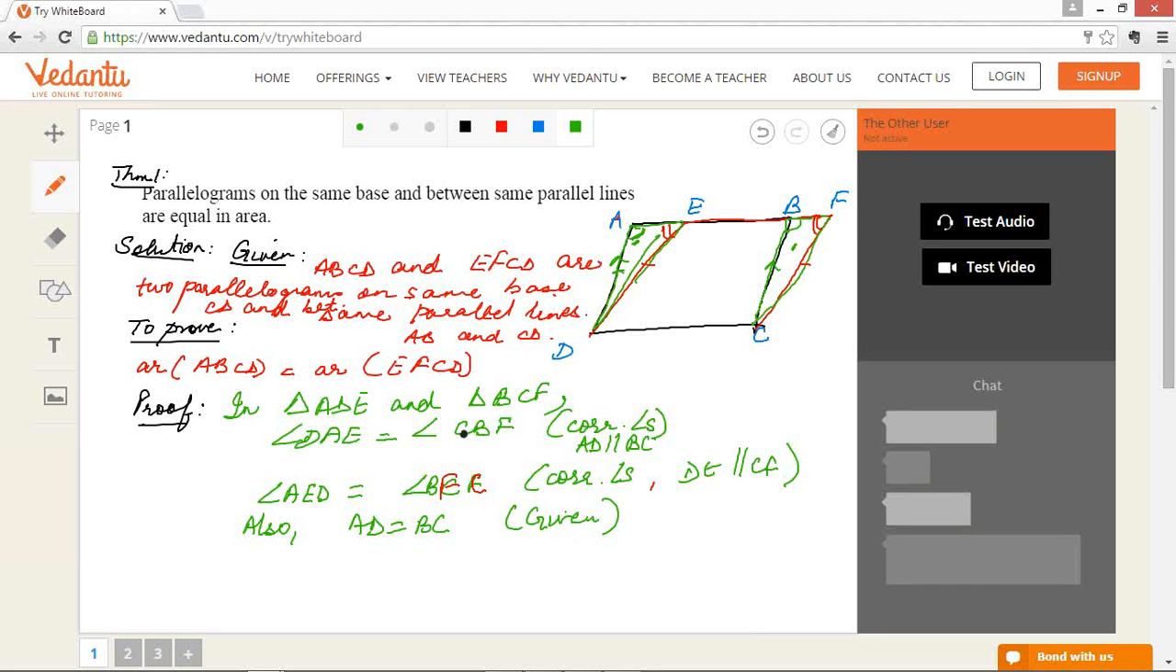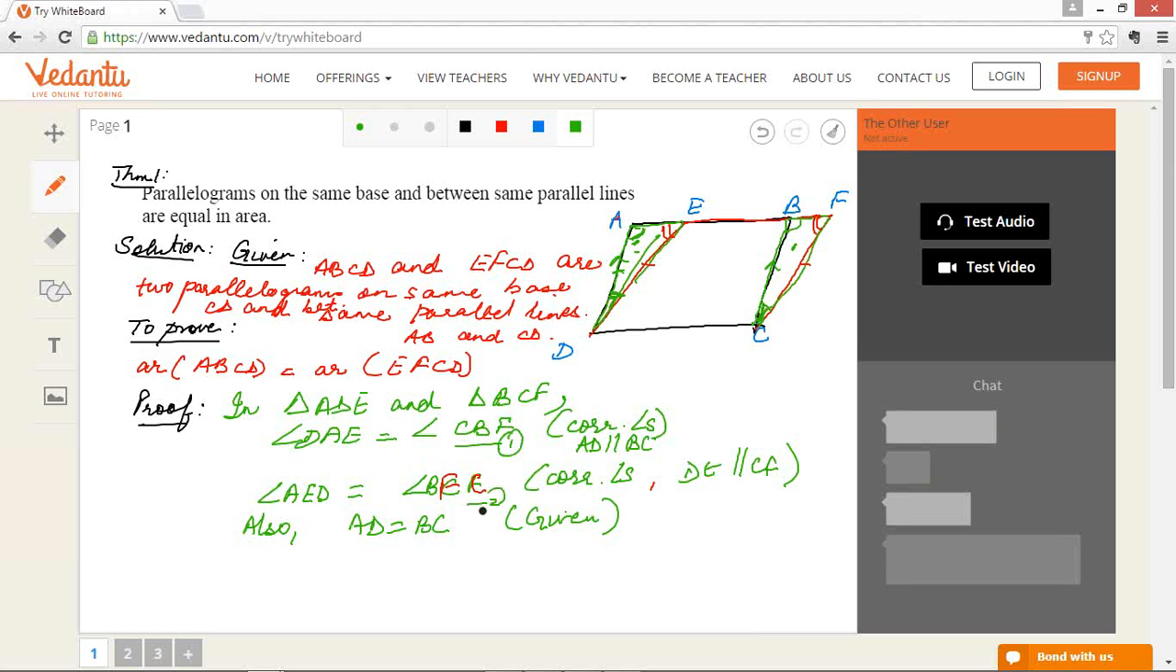Now if you notice, is it helping us, all three things? This is AAS. If I try to prove the two triangles congruent by AAS, we know that this won't help because AAS is not a congruency rule. So we'll try to prove it by some other congruency rule. Since we have two corresponding angles of the two triangles equal, I'll try to make the third angles, ADE and BCF, equal, and that is very simple by the angle sum property of a triangle.